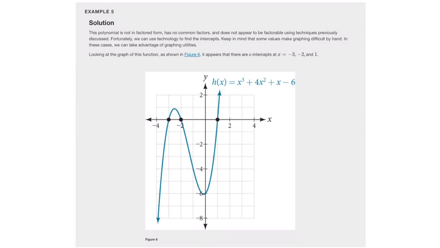There are some other techniques that are available for finding zeros, but we haven't talked about them yet. But I think for this one, they just wanted us to use a graphing utility and look at the graph, because it wasn't factorable, right? So they didn't expect us to factor this one.